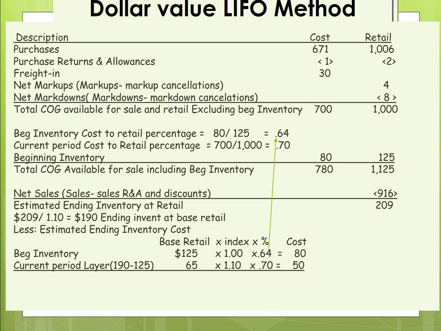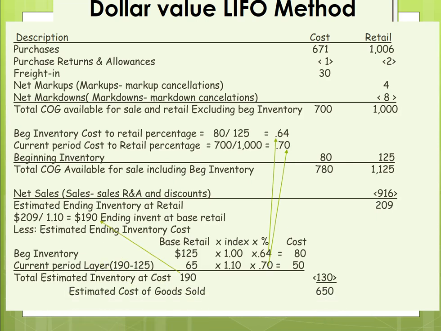Then in our current period layer, we're going to take 190, which is the ending inventory at base retail, minus the 125 from beginning inventory, gives us 65. We're going to take that times the 1.1 and then times the 70%, and that tells us the cost is going to be 50, which gives us a total estimated inventory at cost of 130, giving us ending inventory of $650. And that concludes this presentation.